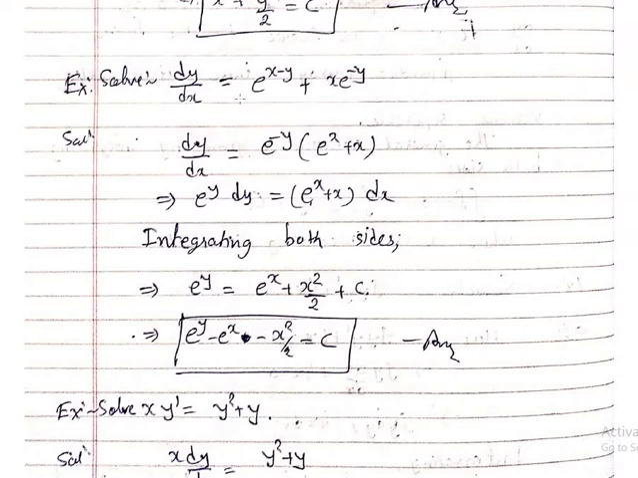So I am going to common out e raised to minus y. Now once you have commoned out e raised to minus y, the term of e raised to minus y will go with dy and dx will go on the opposite side. So 1 upon e raised to minus y will be e raised to y, and you have e raised to y dy is equal to e raised to x plus x into dx. Integrating both sides, that will give you e raised to y is equal to e raised to x plus x square by 2 plus c. E raised to y has integration e raised to y, e raised to x has integration e raised to x, and x has integration x square by 2.